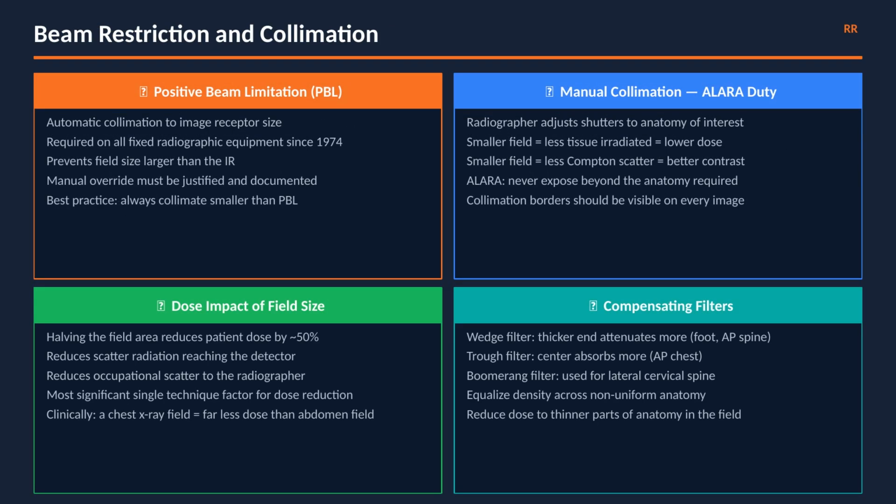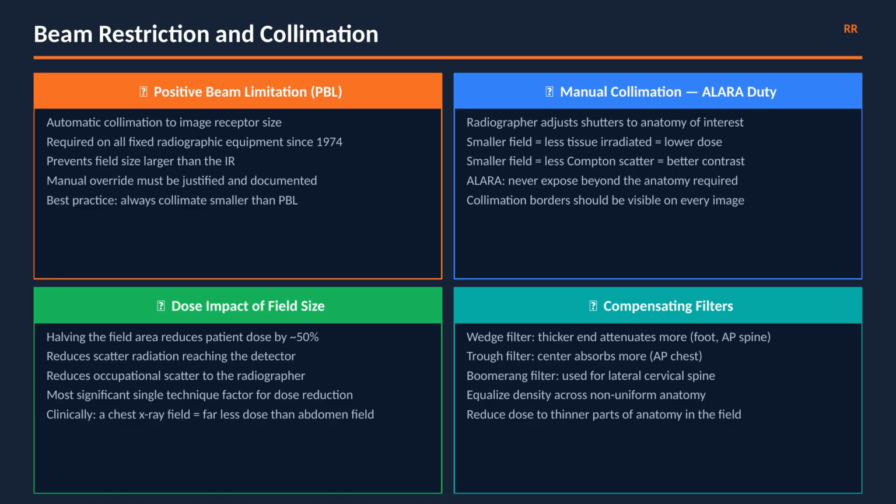Collimation is the single most effective technique for simultaneously reducing patient dose and improving image contrast. Both benefits come from the same mechanism. Restricting the field reduces the volume of tissue irradiated, which directly reduces Compton scatter production inside the patient. Less scatter produced means less scatter fog reaching the detector, which improves contrast. And less tissue irradiated means lower patient dose.